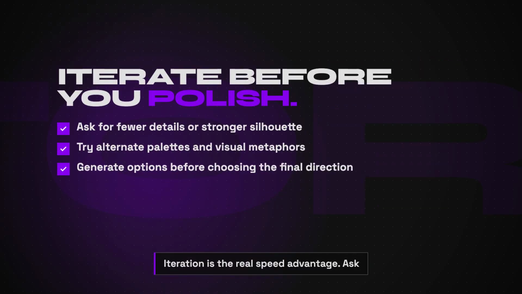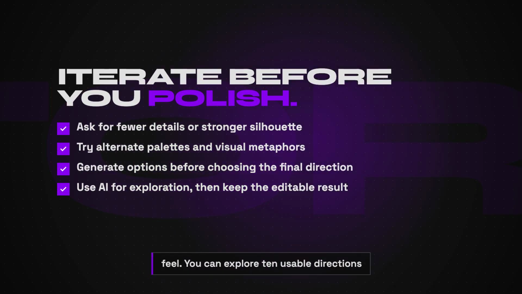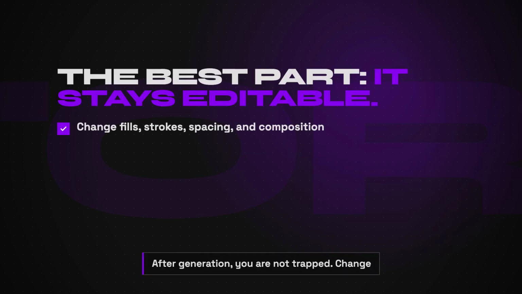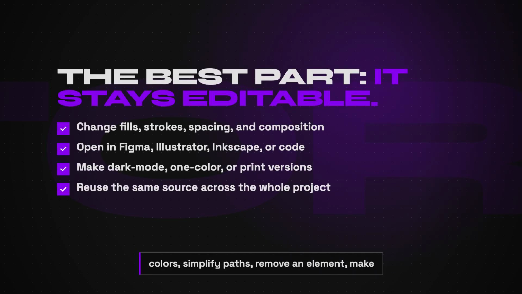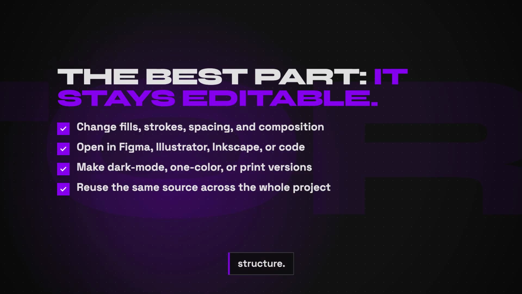Iteration is the real speed advantage. Ask for fewer details, a stronger silhouette, more negative space, thicker lines, a different metaphor, a cleaner palette, or a more premium feel. You can explore 10 usable directions before a manual workflow would finish one careful sketch. After generation, you are not trapped. Change colors, simplify paths, remove an element, make a one-color version, create a dark mode variant, or adjust the spacing. Open the SVG in Figma, Illustrator, Inkscape, or a code editor and keep working with the actual structure.